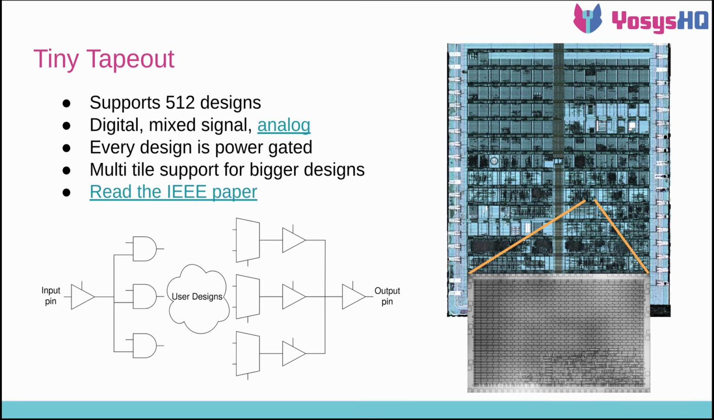So Tiny Tapeout is a project I started a couple of years ago, and the idea is making a multi-project chip. So we slice up one chip into 500 designs, we support digital and mixed signal, and every design is power gated to make sure that if something goes wrong with one design, it doesn't take out the others. All the designs are put inside this multiplexer, and so the multiplexer is a key part of the chip infrastructure, because if anything goes wrong with the multiplexer, that will write the whole chip off.